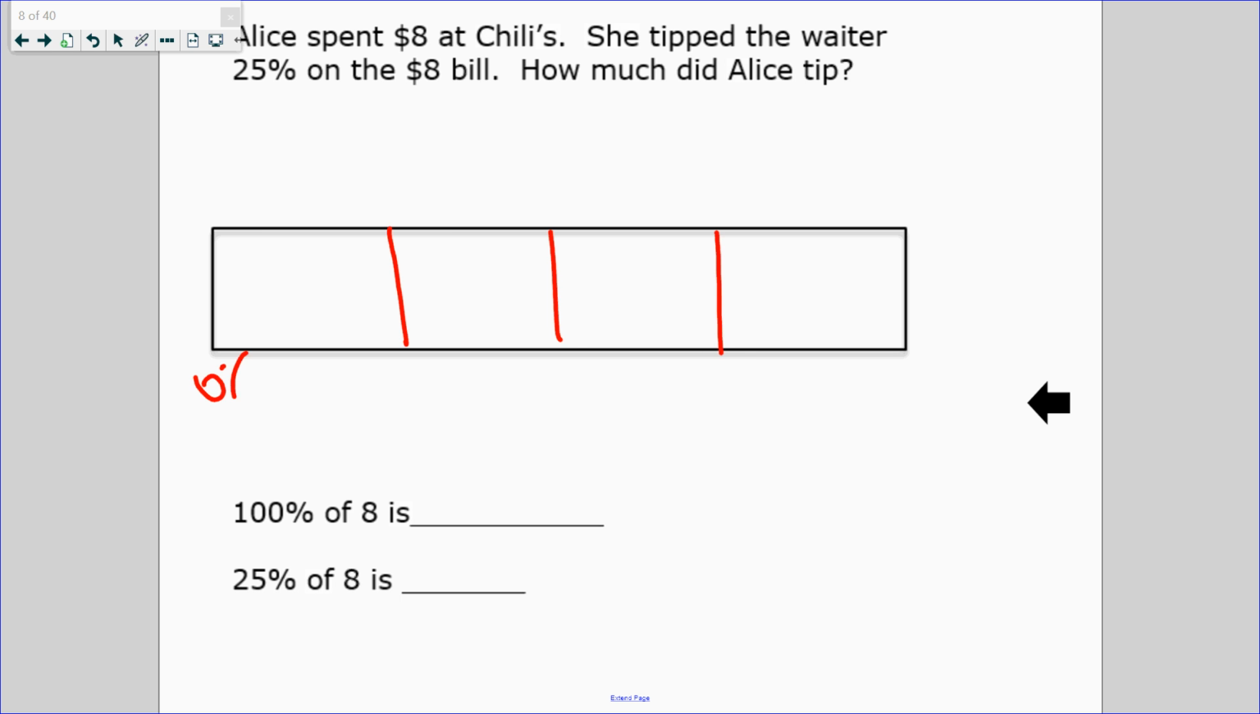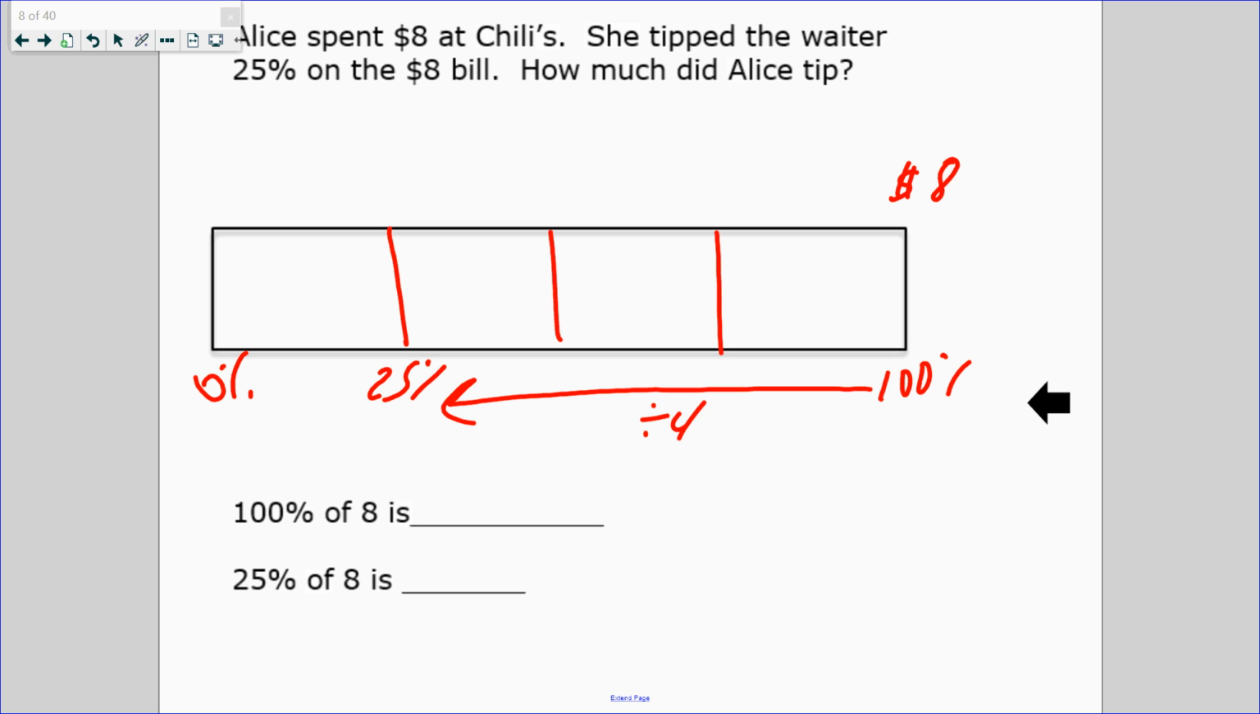So this is 0%. This is 100%. And this represents 25%. And if she spent 100% at Chili, she spent $8 at Chili. So what is 25% of $8? What is the relationship between 100% to 25%? We divide into fourths, into 4 groups. $8 divided by 4 is $2.